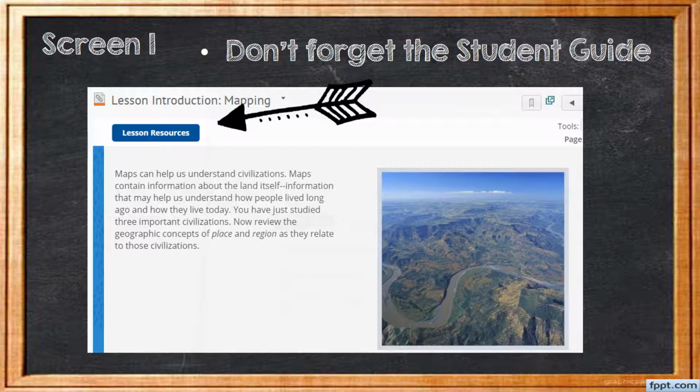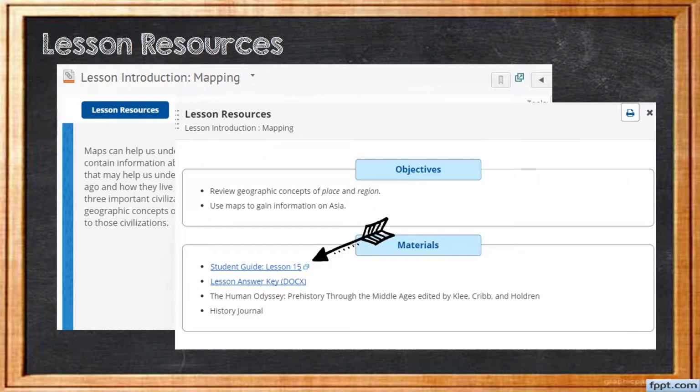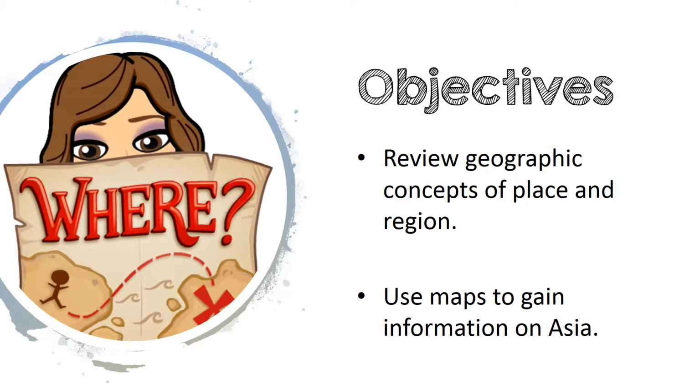Don't forget that on your first slide of the lesson introduction you have your lesson resources button. You're going to click that to get the student guide. If you don't already have your printed version, you can click on the lesson resources to get your student guide. When you click on that, you're going to see the objectives, and then that first blue link is always the student guide and then any other materials that we need. The student guide is what directs us through the lesson and tells us the offline activities that we will be completing. So let's review our objectives for today.